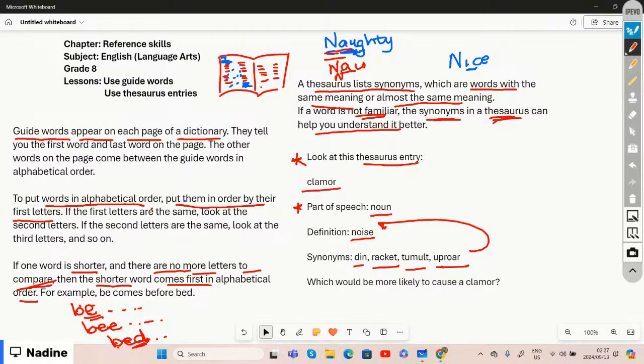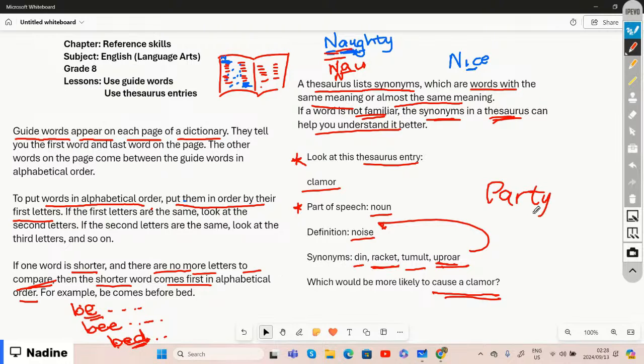Then something that comes to mind, if they say, what do you think is more likely to cause a clamor? What do you think is more likely to cause an uproar, a racket, a tumult, or a din? It's almost like it's a loud and confused noise, especially that of people. So, if that is the meaning of that word, then it means that something that might cause a clamor is having a party.